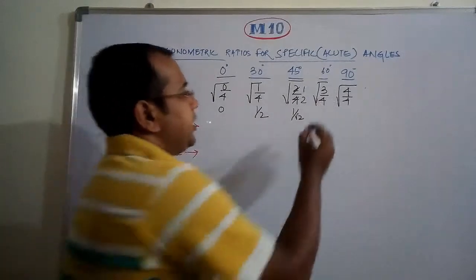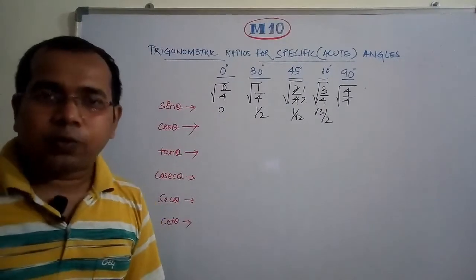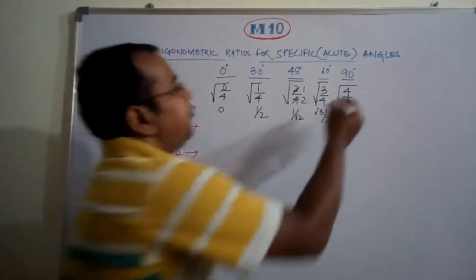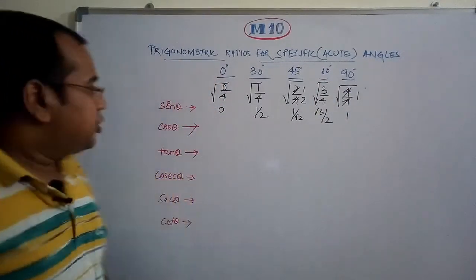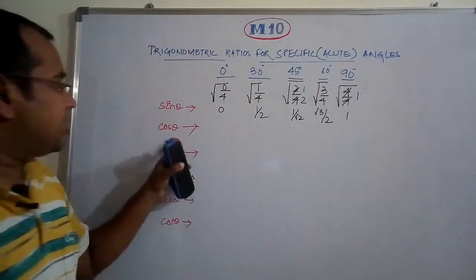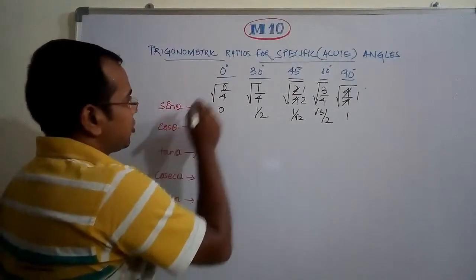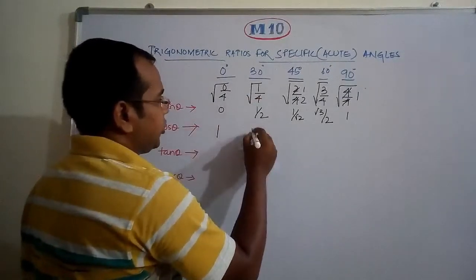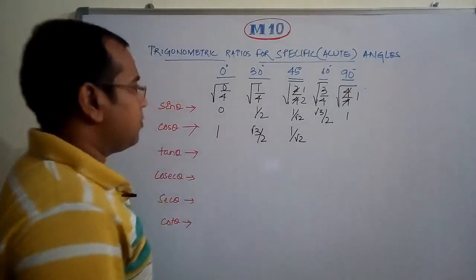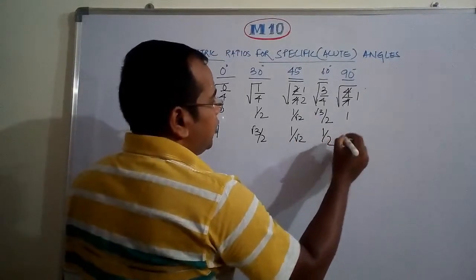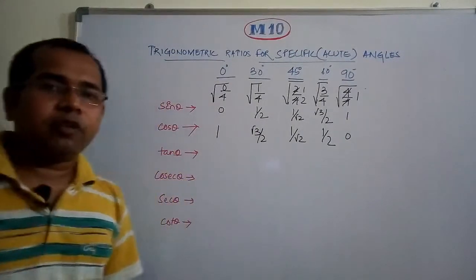So sine 45 is equal to 1 by root 2. Here square root of 3 is root 3 and square root of 4 is 2. So you are going to get root 3 by 2. For 90 degree, 4 and 4 will be cancelled, get 1, square root of 1 is 1. So you have got sine 90 equal to 1. To get cos theta, just write those in reverse order. That means cos 0 is 1, cos 30 will be equal to root 3 by 2, cos 45 will be 1 by root 2, cos 60 will be 1 by 2 and cos 90 will be equal to 0. This is cos theta you have got.